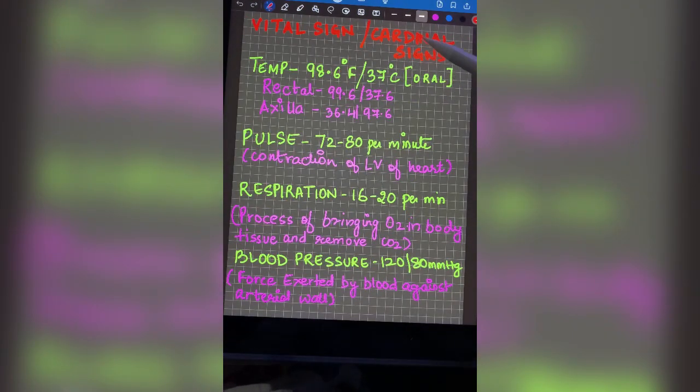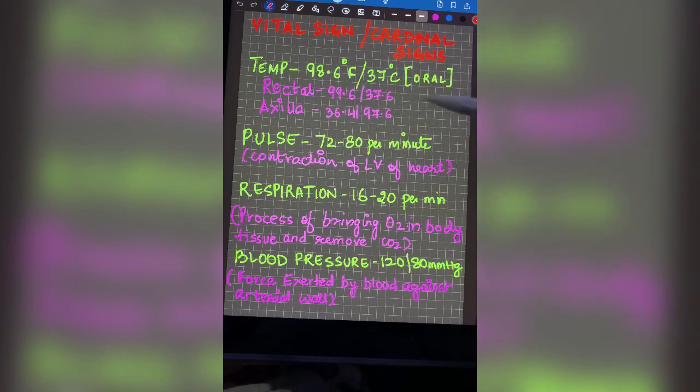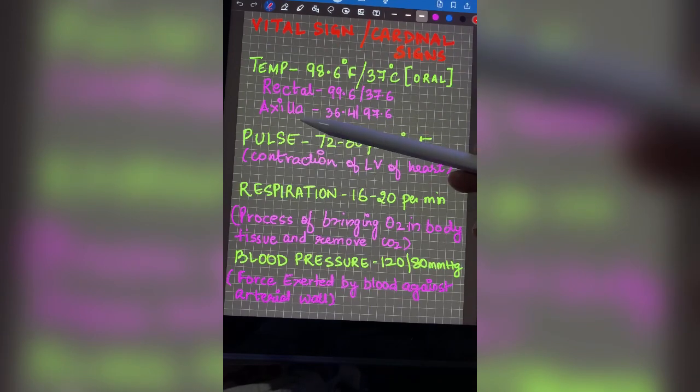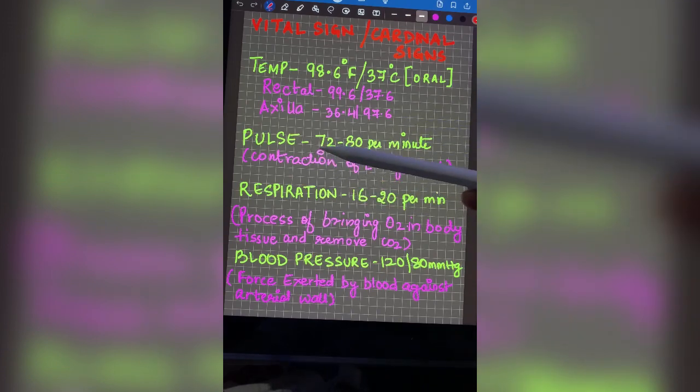Vital signs are also known as cardinal signs because these are the important signs which tell about the normal physiology of your body. If we talk about temperature, normal temperature is 98.6 degrees Fahrenheit, and in degrees Celsius it is 37 degrees Celsius when taken orally. Rectal temperature is 1 degree more than oral because of the high vascularization of that area. Axillary temperature is 1 degree less than oral because of the increased amount of sweating and perspiration.